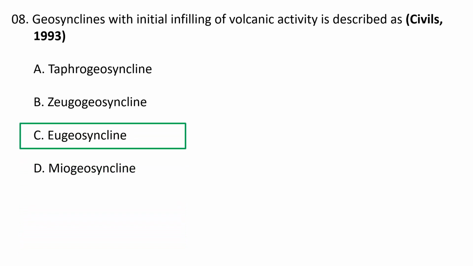Eu geosyncline, it is a marine zone bordering on ocean basin. It is marked by huge thick deposits of sediment in which the products of volcanic activity are associated with clastic sediments. So Eu geosyncline is the correct answer. So this is generally associated with volcanic activity.